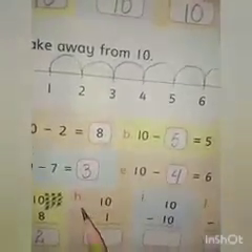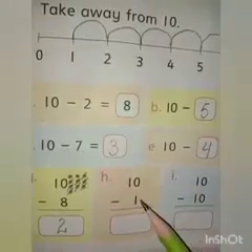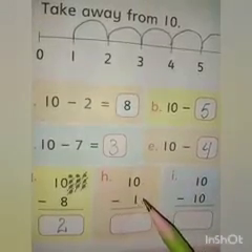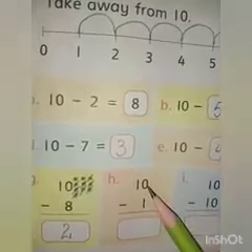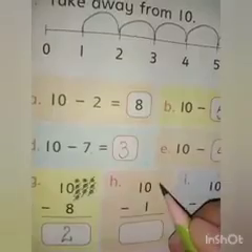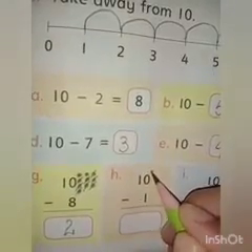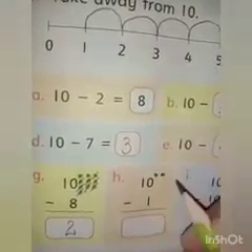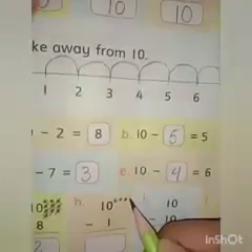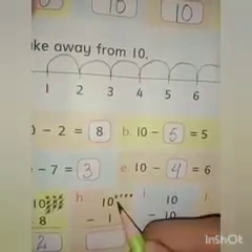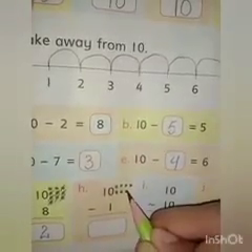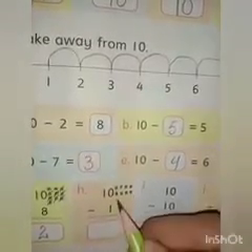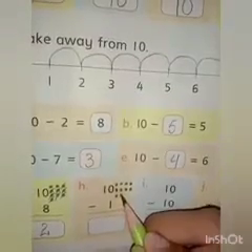Next one, point H. Here we have two numbers, 10 and 1. We are going to subtract these two numbers using dots. Our bigger number is 10, so we are going to draw 10 dots here. 1, 2, 3, 4, 5, 6, 7, 8, 9 and 10.